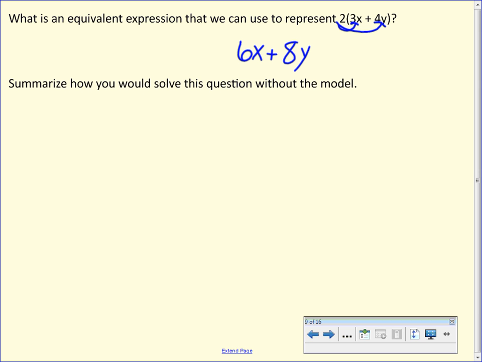What operation did I keep doing over and over? What method could I use without using the model? Yeah. And what am I multiplying by? The number outside the parentheses.